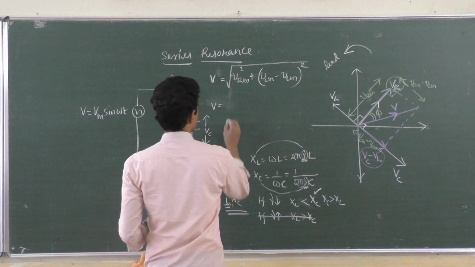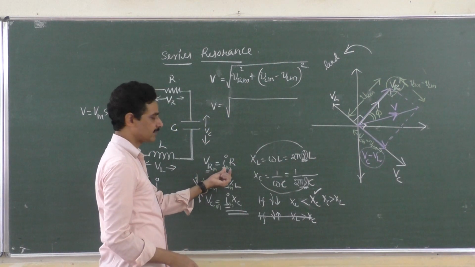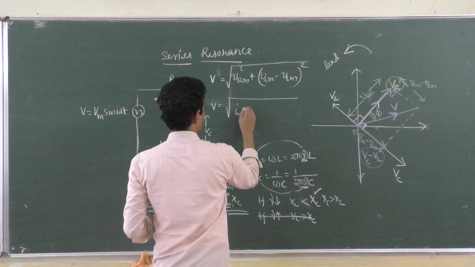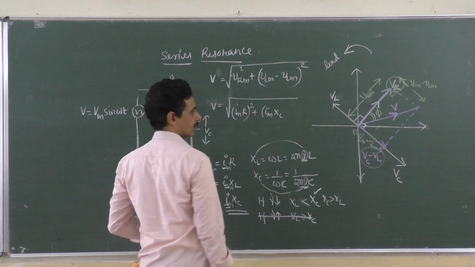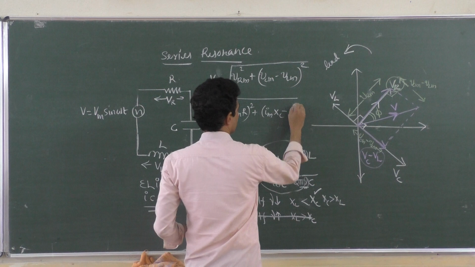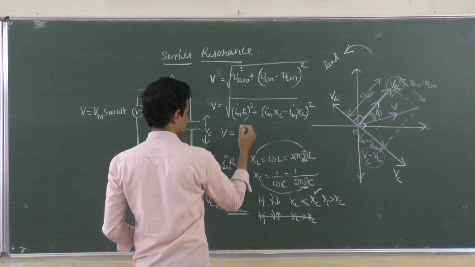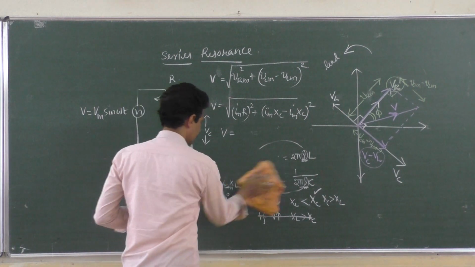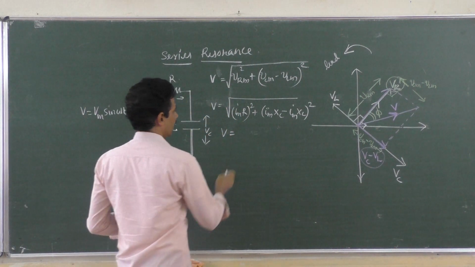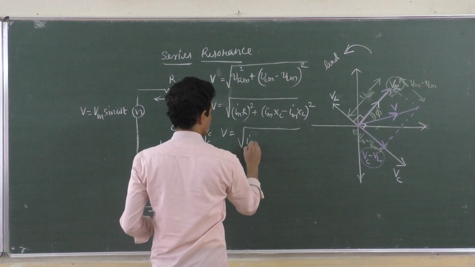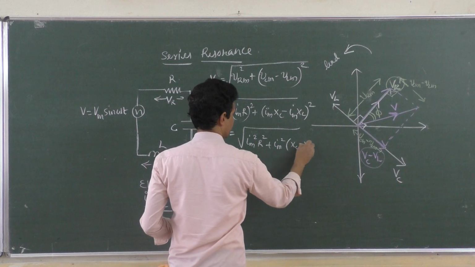V is equal to square root of, now substitute, what is VRM? The maximum voltage across the resistor is maximum current into resistance, Im into R, whole square, plus Im into XC, the maximum voltage across the capacitor, minus Im into XL, the maximum voltage across the inductor, whole square. The total voltage across all the three components is root of Im square into R square plus Im square, I can take it outside, into Xc minus XL whole square.